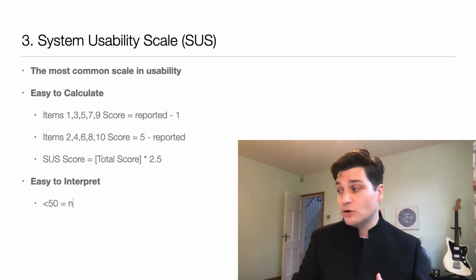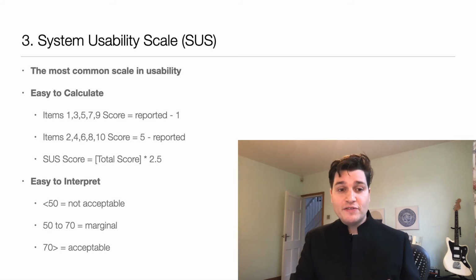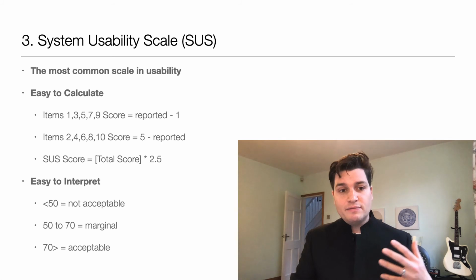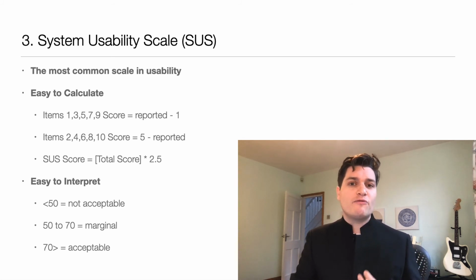And this SUS score is really easy to interpret because if it's below 50, that really is not acceptable. We can't deal with this. Between 50 and 70 is a good satisfaction. We like this, but frankly, it has to be above 70 for us to be really happy.